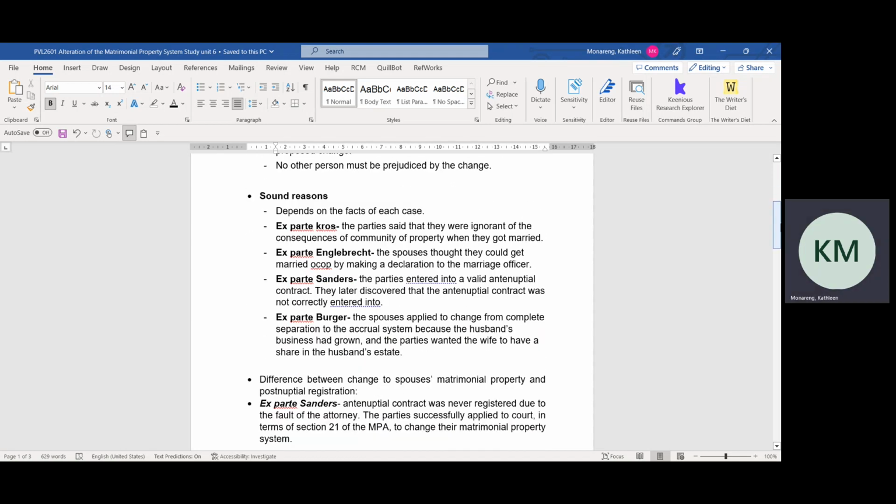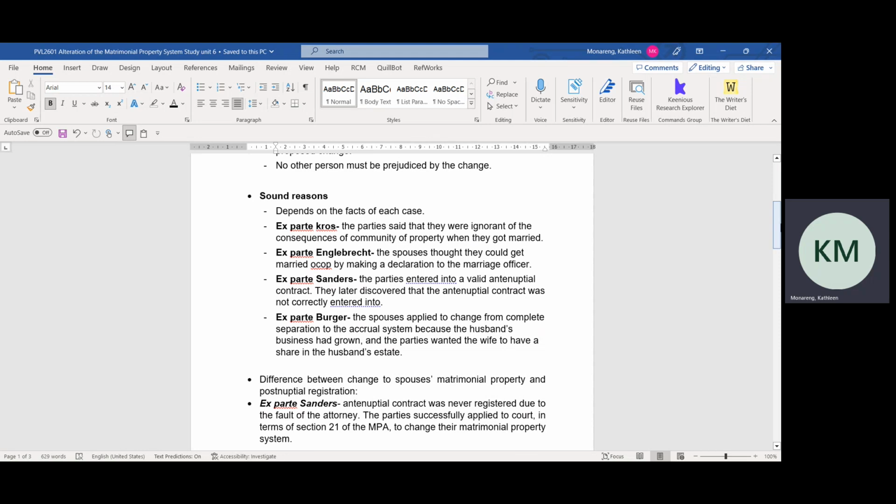The sound reasons that the parties must give are decided on a case-by-case basis. So each case depends on its own facts. For example, in the case of Ex parte Clase, the parties said that they were ignorant of the consequences of a community of property when they got married. That was their reason. And in Ex parte Pressure, the spouses thought that they could get married out of community of property by making a declaration to the marriage officer.